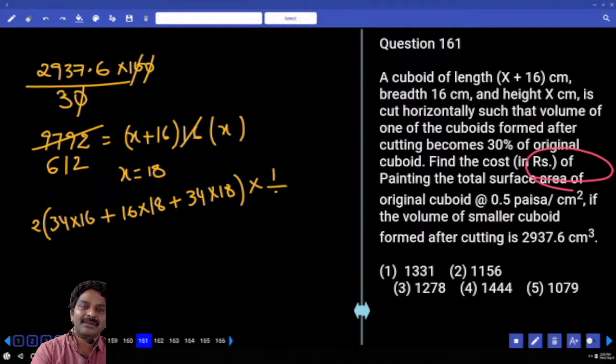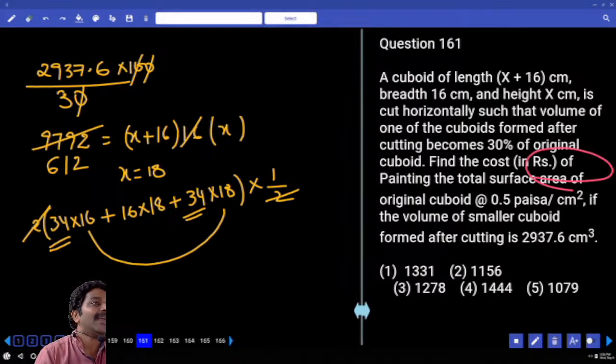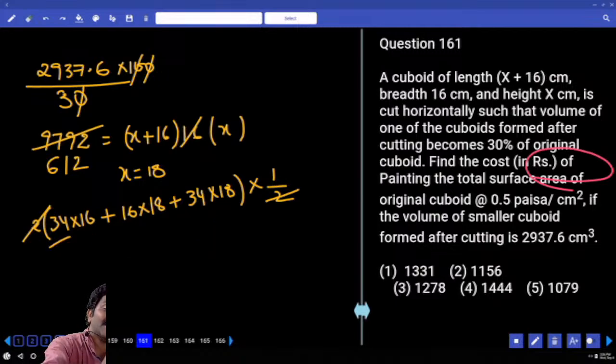Can we write it as 1 by 2? Half and 2 get cancelled. 34 is here, 34 is here. Can I take common in those two numbers? 16 and 18. 16 plus 18. Again 34. So that is 34 square, right? Can I write that as 2 square into 17 square? 34 square, 2 square into 17 square, correct?